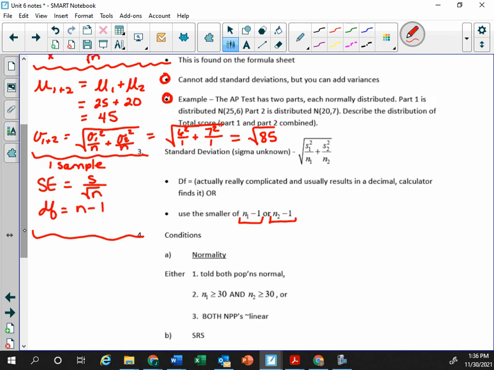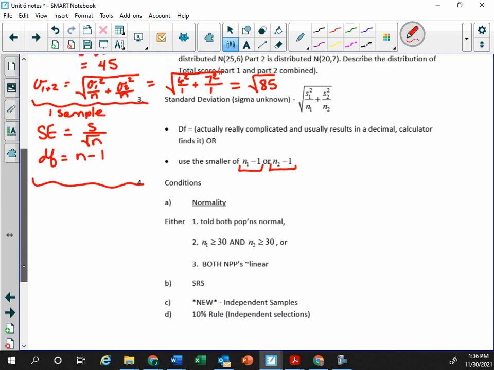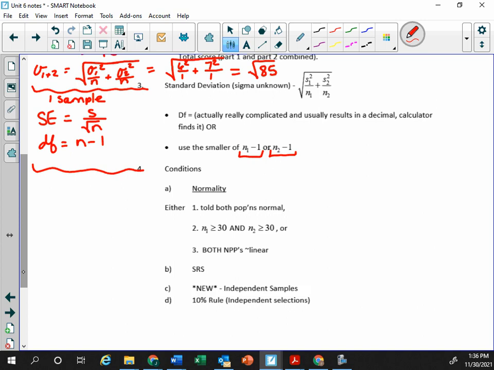All right, conditions. There's really no change here from what we were doing before as far as normality and the simple random sample. You just have to check your conditions for both populations. So both the sample sizes have to be greater than or equal to 30. That's your central limit theorem.